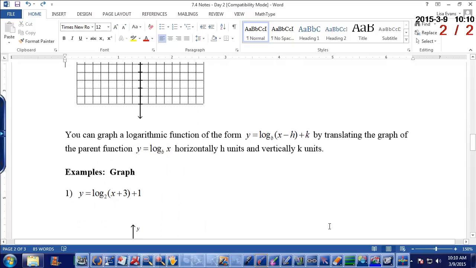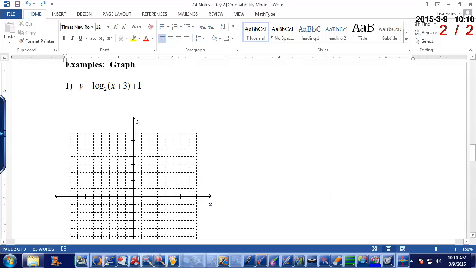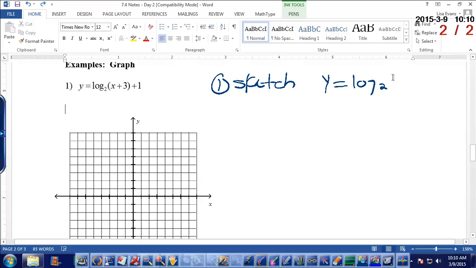Okay, so now it says you can graph logarithmic functions of the form y equals log base b of x minus h plus k by translating the graph of the parent function horizontally h units and vertically k units. So we're going to do the same thing we did when we did exponentials. So step 1, we're going to sketch without the shift. We're going to sketch y equals log base 2 of x.